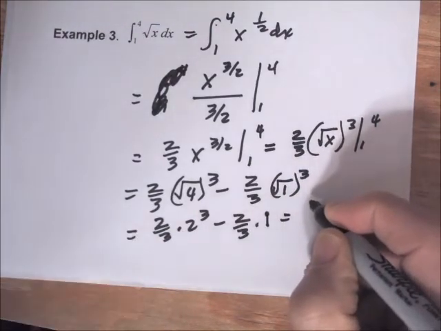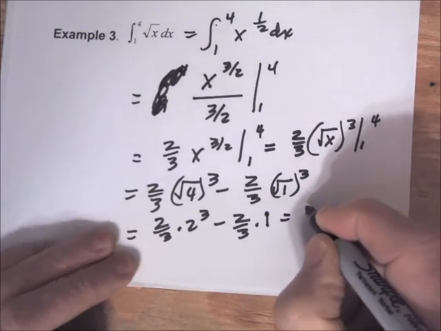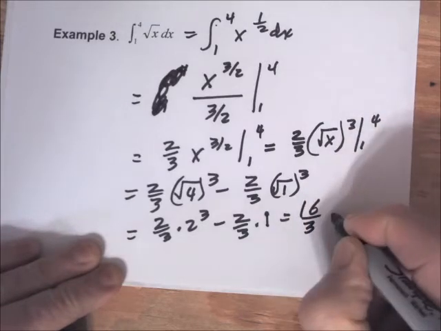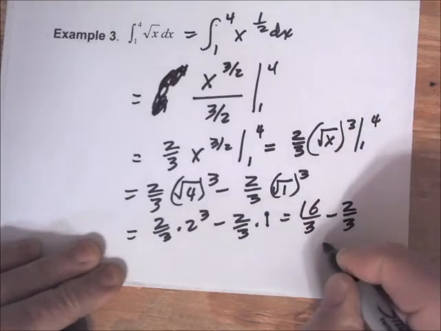So 2 cubed is 8. 8 times 2 is 16. So it's going to be 16/3 minus 2/3, which would be 14/3.